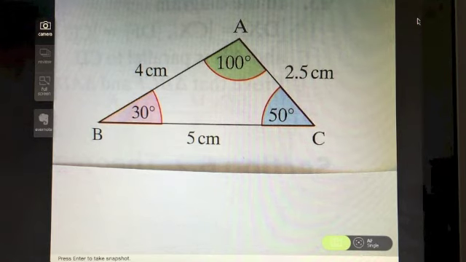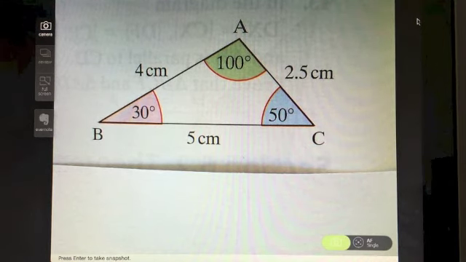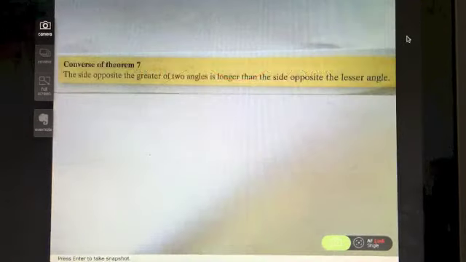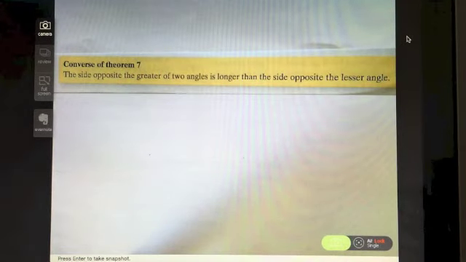So in Theorem 7, as I said, we do have a situation where the converse is true. So it holds true both ways. The largest angle is opposite the longest side, and of course, if you can see that you've got the longest side, we can assume it is opposite the largest angle. And so the converse of Theorem 7 reads, the side opposite the greater of two angles is longer than the side opposite the lesser angle.